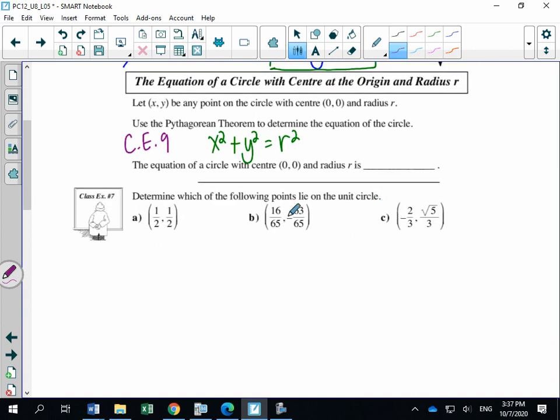Determine which of the following points lie on the unit circle. I could give you any points that I want and ask whether they are found on the unit circle. What you simply need to do is memorize that the equation of the unit circle is x squared plus y squared, and if you get an answer of 1, then that point is on the unit circle. They give me an x coordinate and a y coordinate, so I just have to square each of those coordinates and see if I get 1 as an answer.